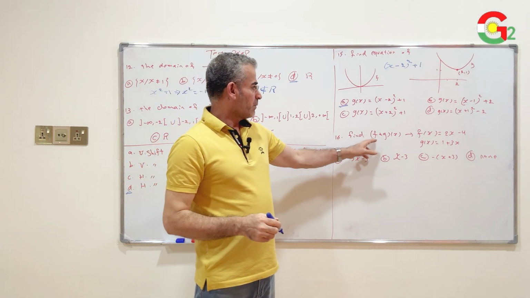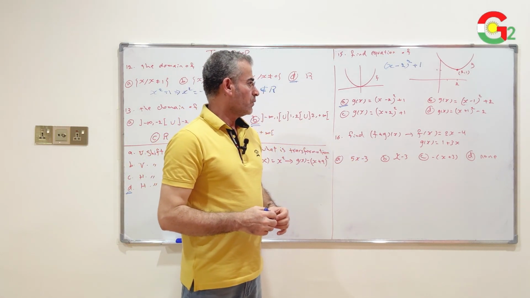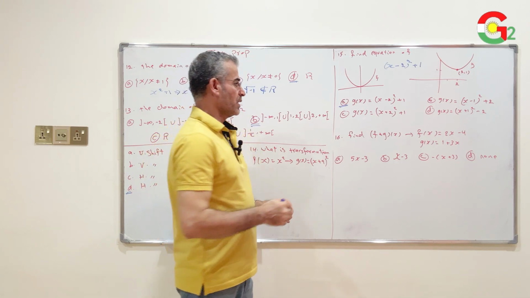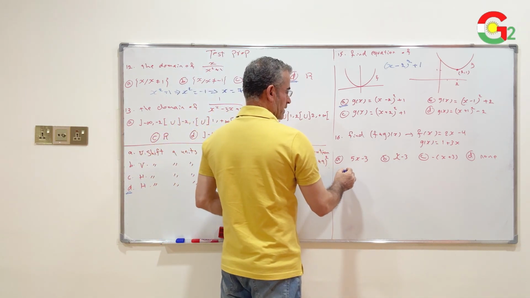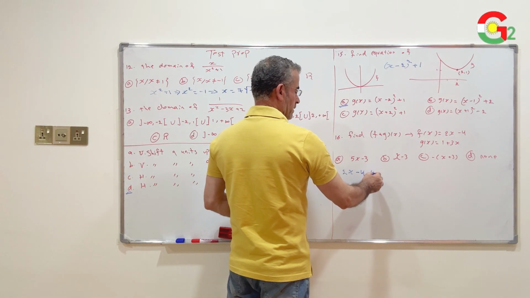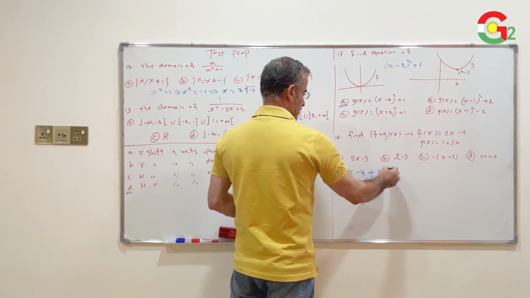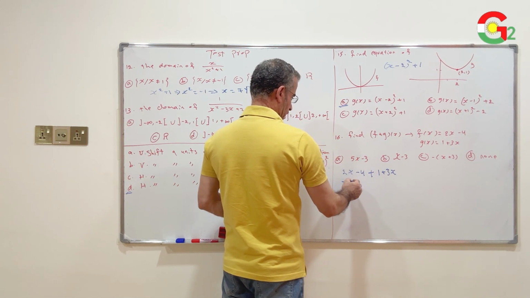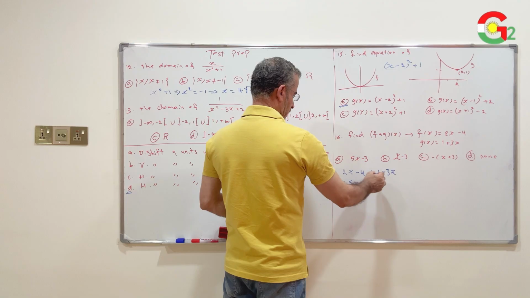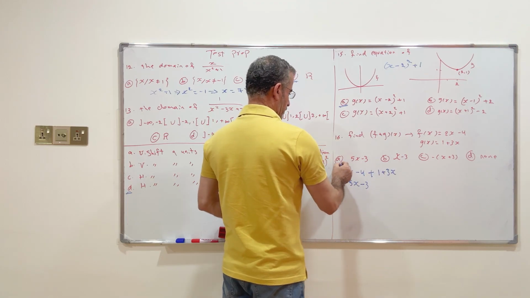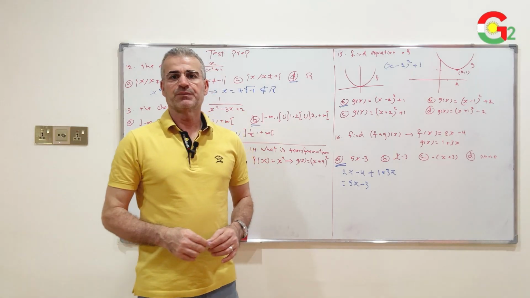Find f plus g of x where f of x equals 2x minus 4 and g of x equals 1 plus 3x. Add them: 2x minus 4 plus 1 plus 3x equals 2x plus 3x, 5x, and negative 4 plus 1, negative 3. The right choice is A.